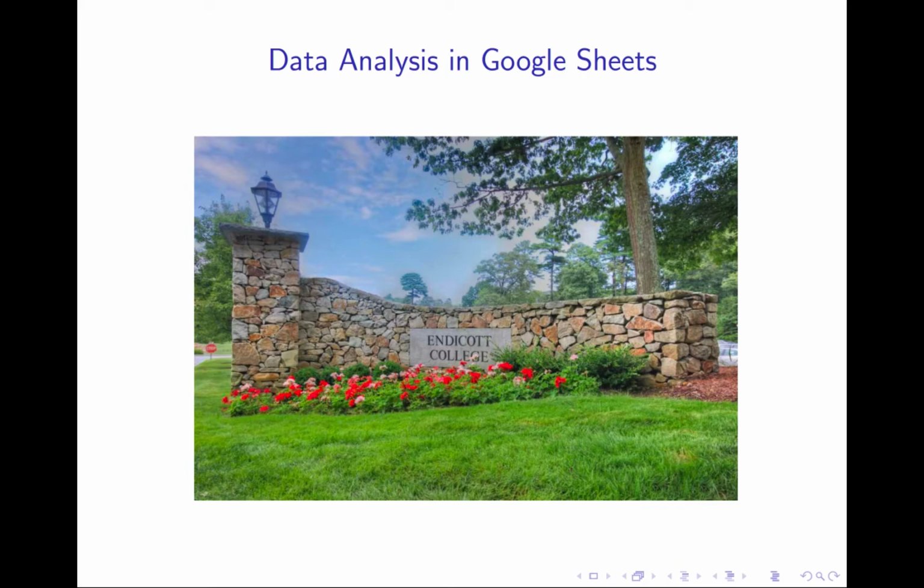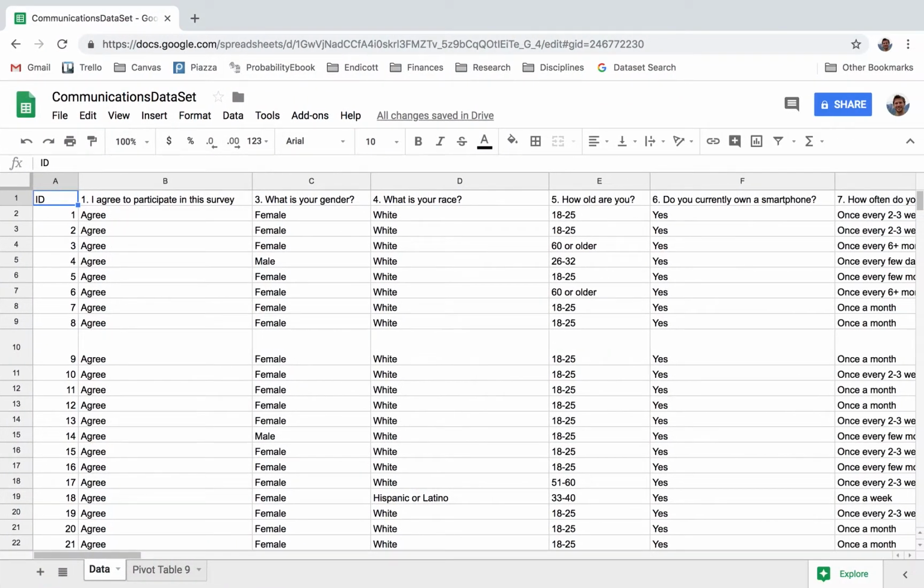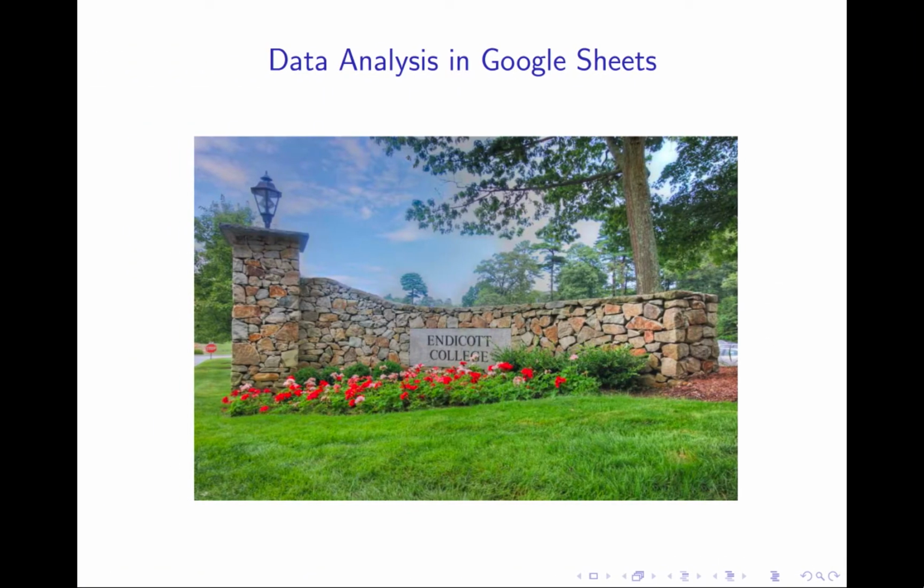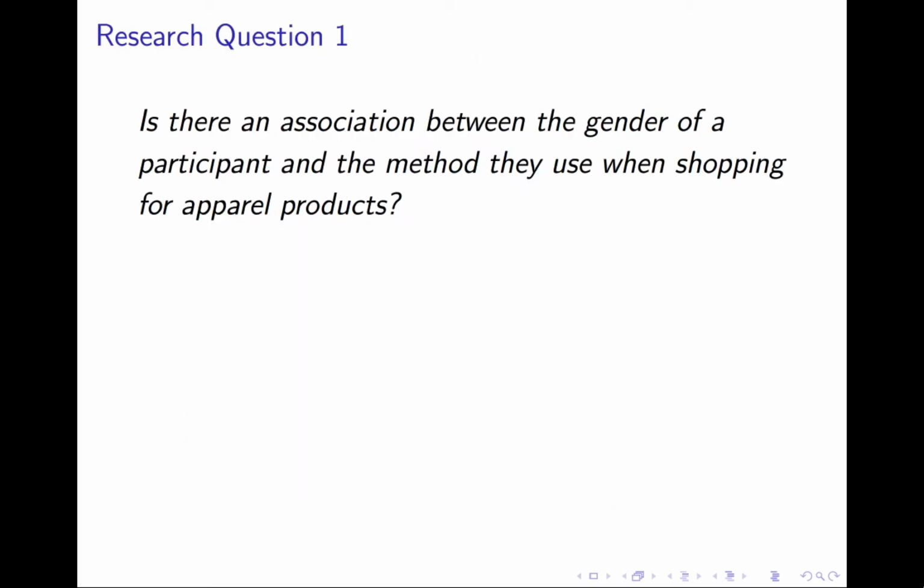This is an exciting video because we're going to start working with actual research questions based on the data that we've been working with so far. The first research question that we want to consider is as follows. Is there an association between the gender of a participant and the method they use when shopping for apparel products?